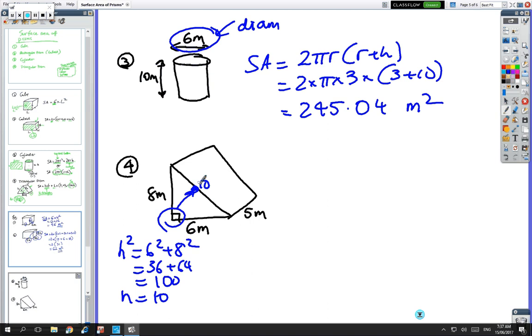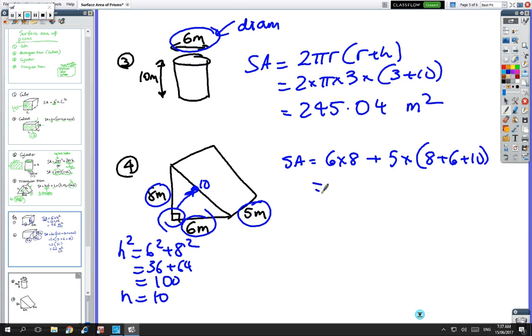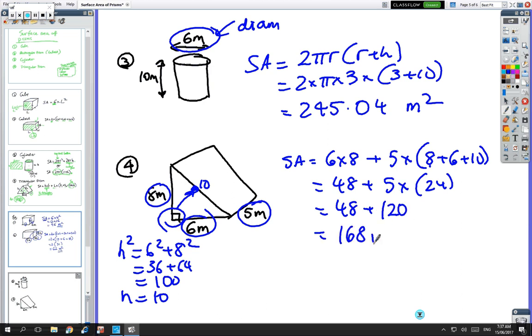Okay, so the surface area is base times height plus the length times 8 plus 6 plus 10, the 3 sides. So again, just use your calculator. I'll do it the long way. So 14 times 24. You'll use your calculator. That's 120. That's 120. So I've got 168 metres squared. Okay, so copy that and come across.